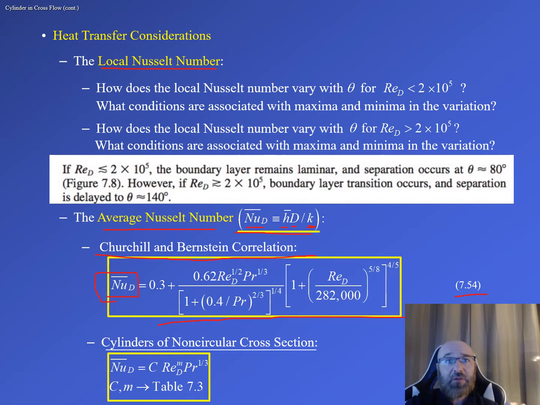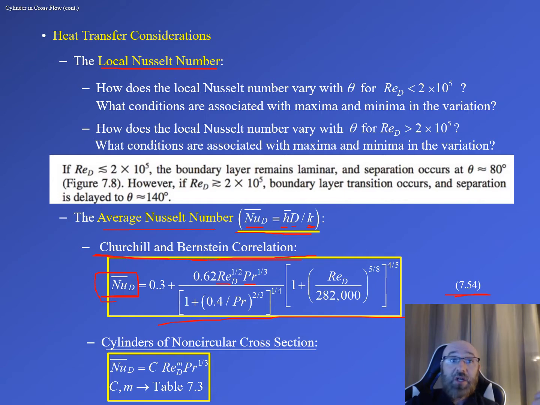So we can see this is going to be dependent upon our Reynolds number and our Prandtl number, and those are really the only two things that we need to plug into this relationship in order to get this average Nusselt number. So I would suggest going back to this section in your book, looking at equation 7.54 and seeing the derivation of this expression for the Churchill and Bernstein correlation.